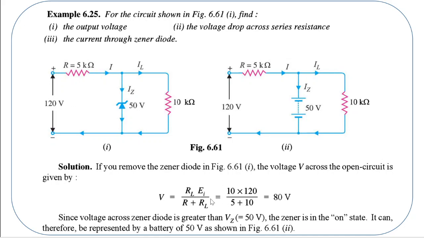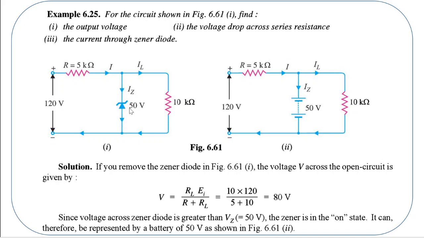Now, what is the open circuit voltage? Open circuit voltage is the voltage between these 2 points, which is also the voltage across the load resistor, right? So once you know the current, how do you find out the voltage drop? Current multiplied by resistance is the voltage, right? So EI divided by R plus RL, the current, multiplied by resistance RL will give you the open circuit voltage. So this is 10 into 120 divided by 5 plus 10, which is 80 volts. So 80 volt is going to be the voltage that is getting applied across the Zener diode.